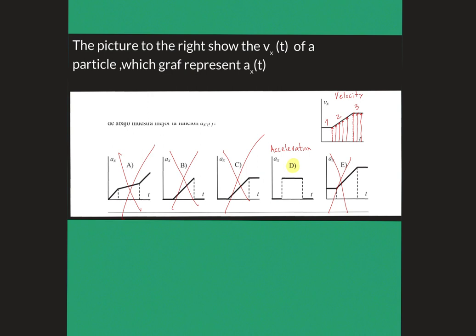Alright, we have this next question. The picture to the right shows the velocity as a function of t of a particle, and then which graph represents the acceleration of x at t.